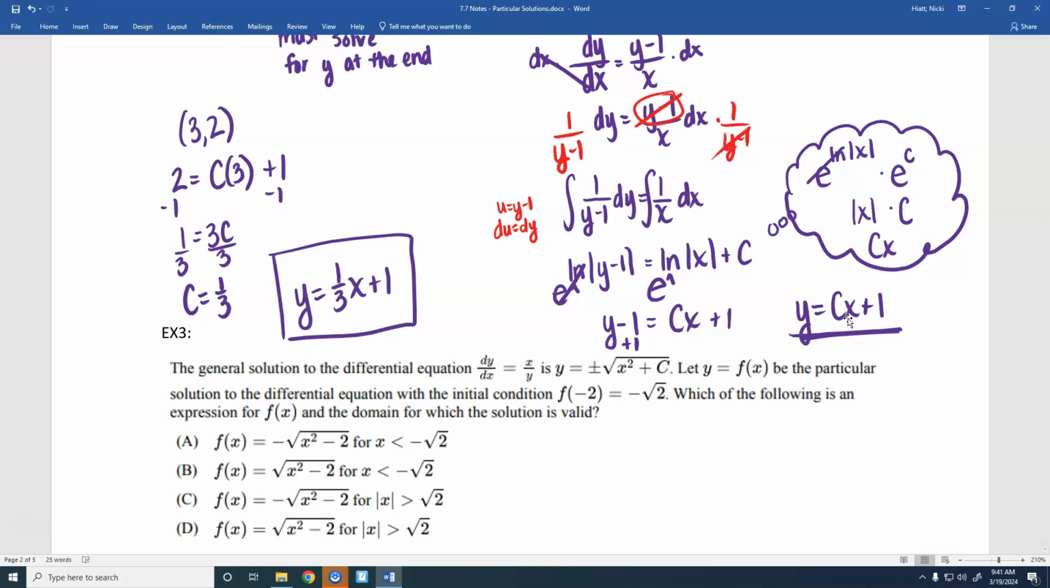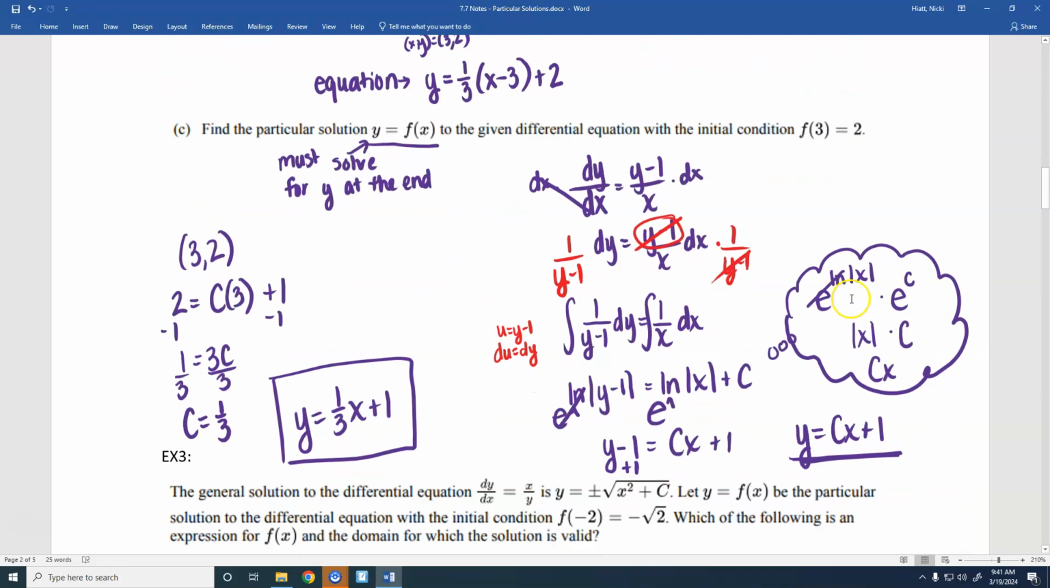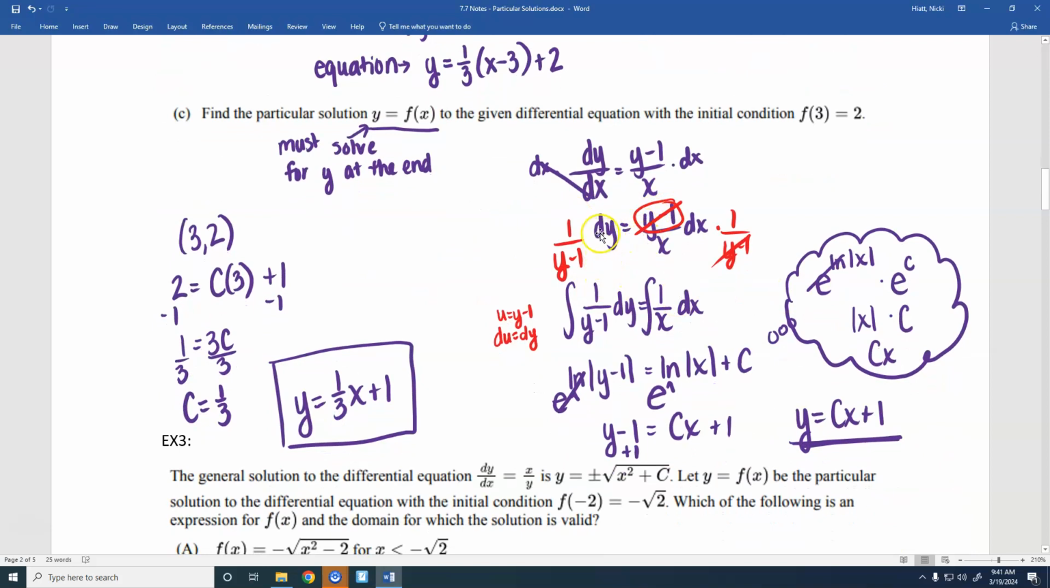Okay, so there are a lot of steps in that. These are usually worth 4 or sometimes 5 points. The first point is going to be for separating those variables. So if you get to 1 over y minus 1 dy equals 1 over x dx, you'll get a point for that. The second point is going to be for integrating. Sometimes it's actually 2 points there, for integrating the left correctly and then integrating the right correctly.